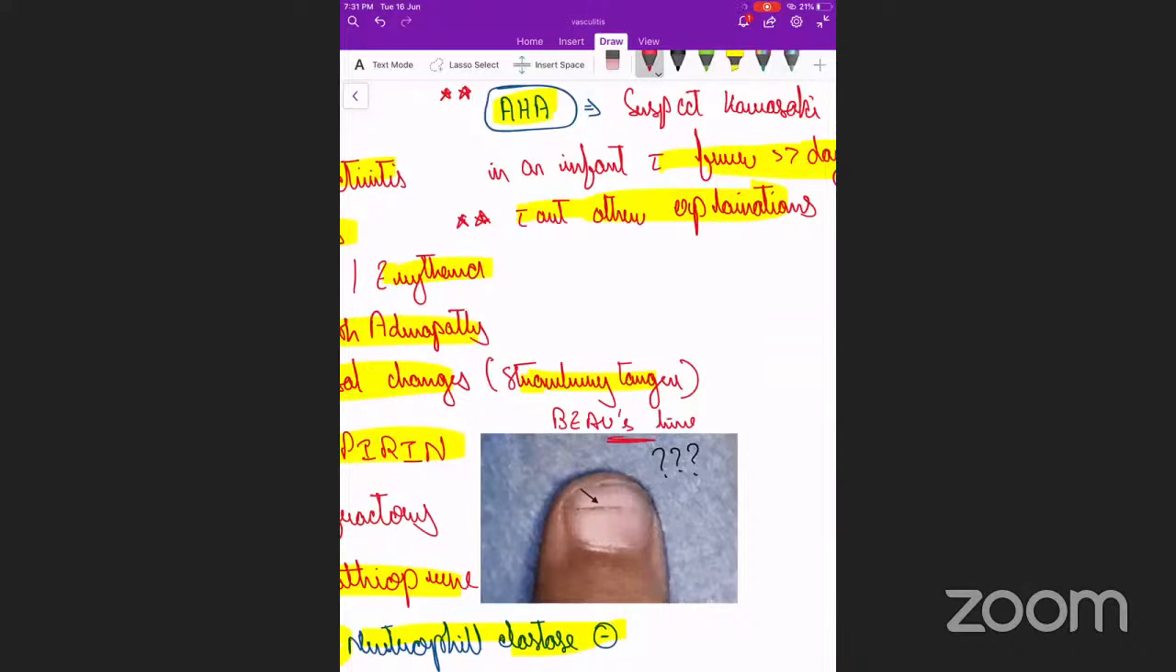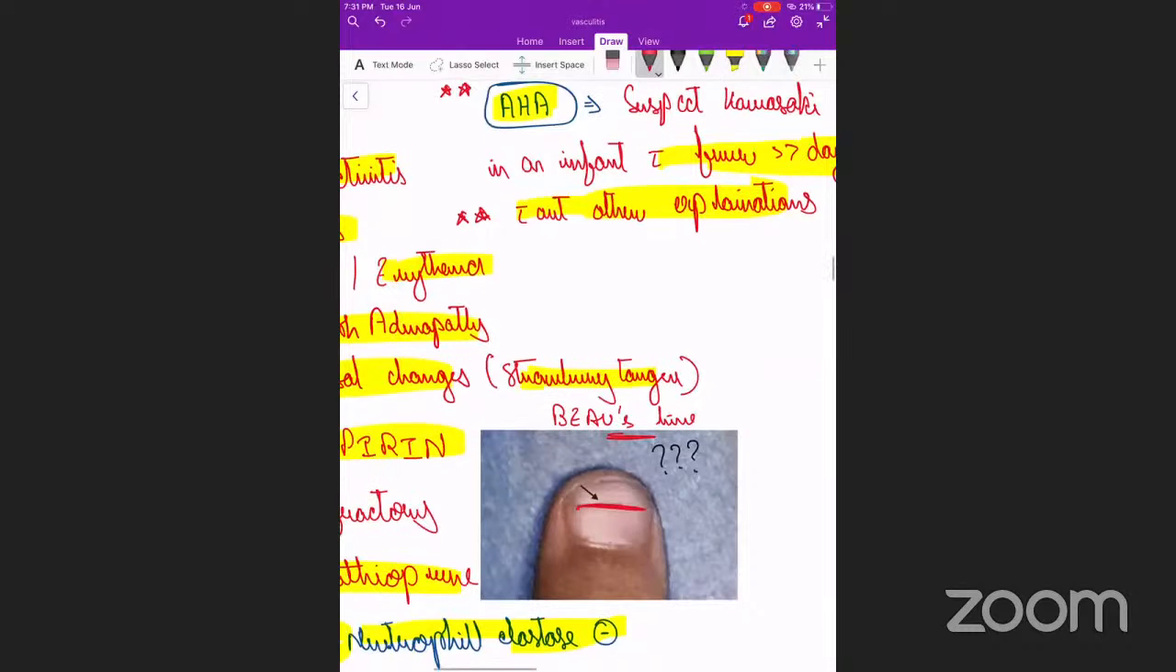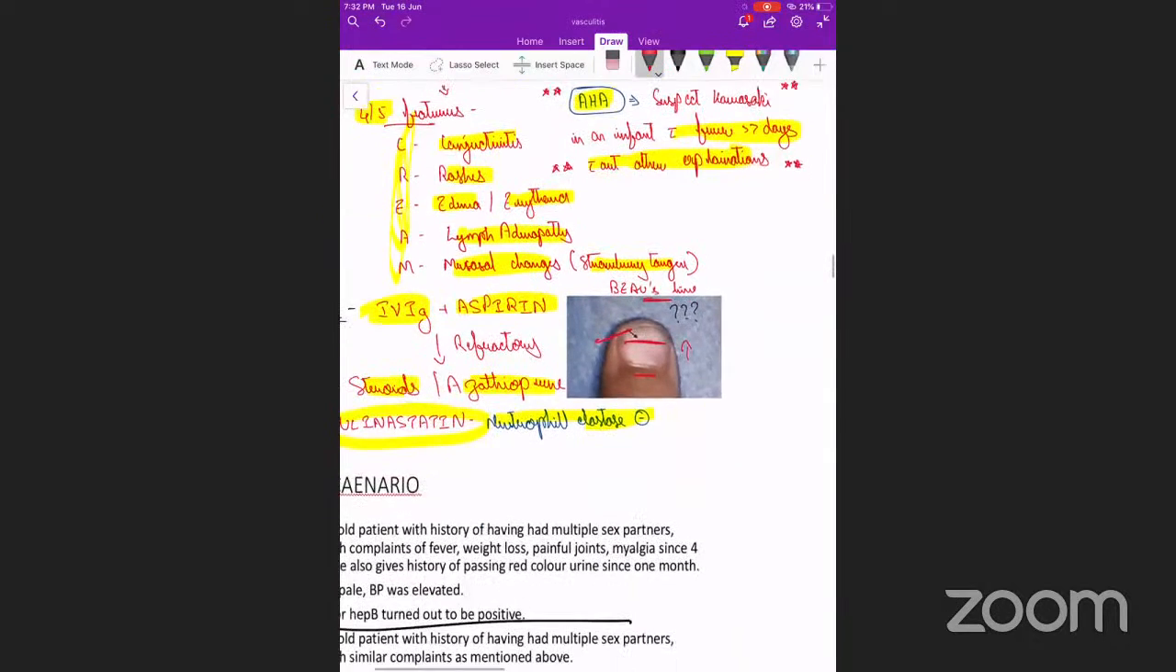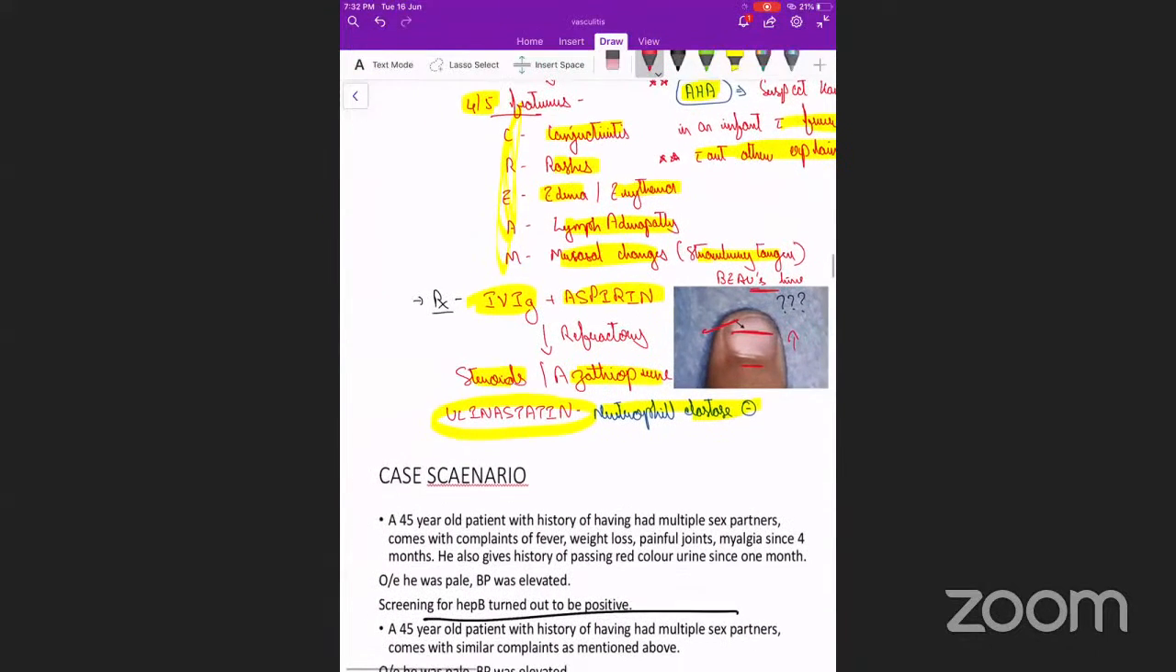This line is due to the disease event; because of the disease event, the growth of the nail bed got affected. This line becomes prominent since the nail bed is over here and the nail tends to grow this way. After 2 to 3 weeks, this finding becomes prominent. That's all. So let's see the next case scenario.